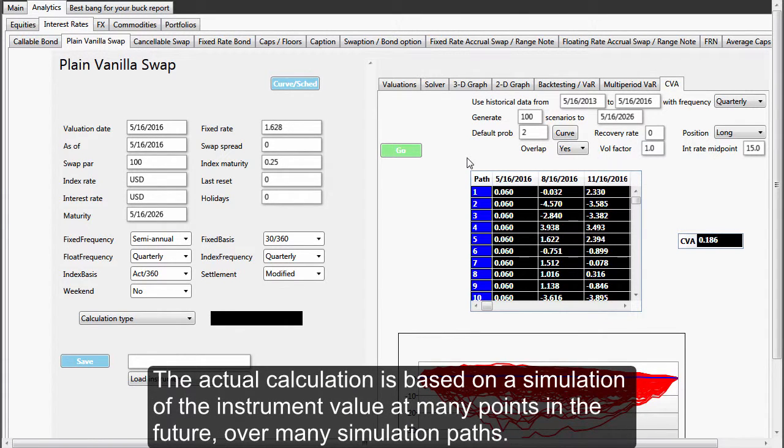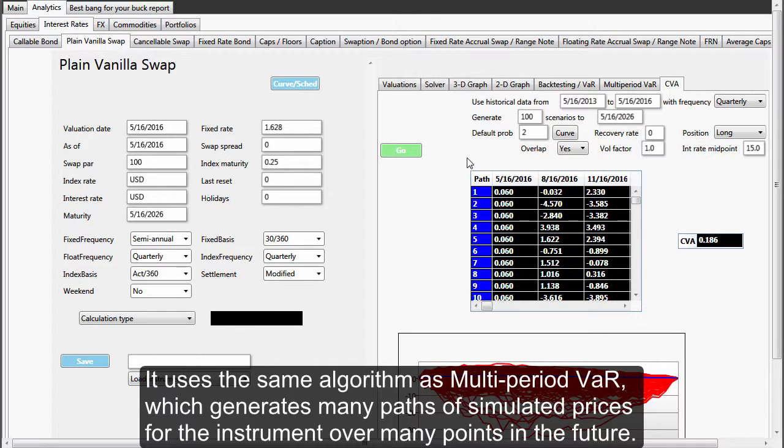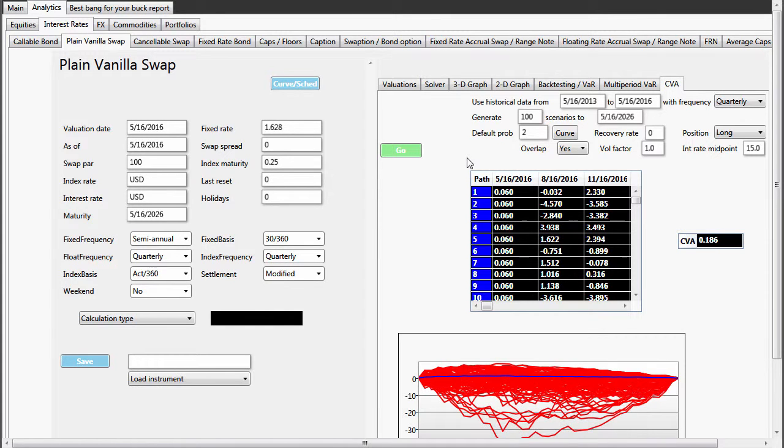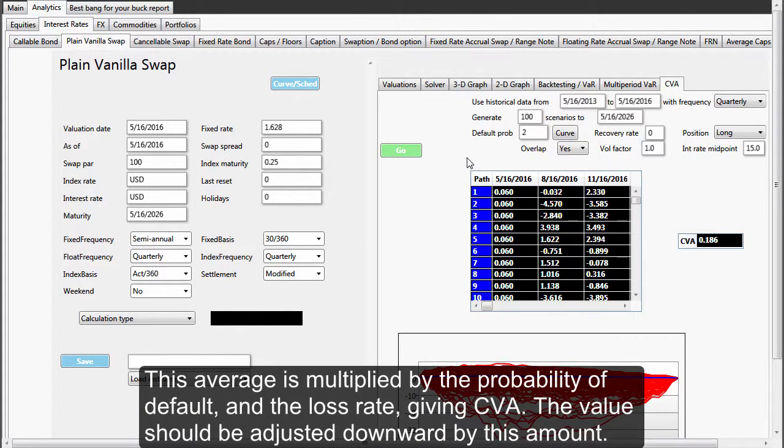The actual calculation is based on a simulation of the instrument value at many points in the future over many simulation paths. It uses the same calculation as multi-period VAR, which generates many paths of simulated prices for the instrument over many points in the future. The expected positive value of the instrument in the future is calculated at each time period by averaging all the positive prices in that period. This average is multiplied by the probability of default and the loss rate, giving CVA. The value should be adjusted downward by this amount.